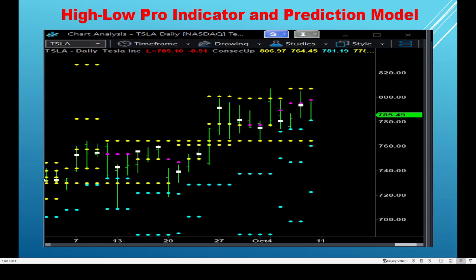So you can see for the maximum value in that range, the maximum value represents the resistance and the minimum value represents the support. This resistance and support level matches very well. You can see this support matches very well when the stock price goes into that region or the band.